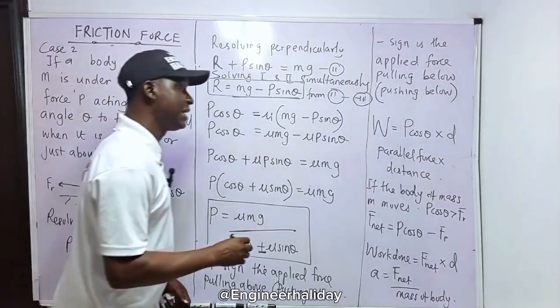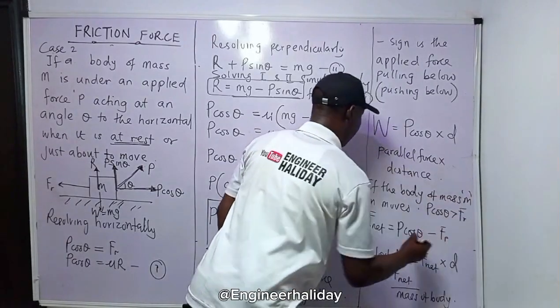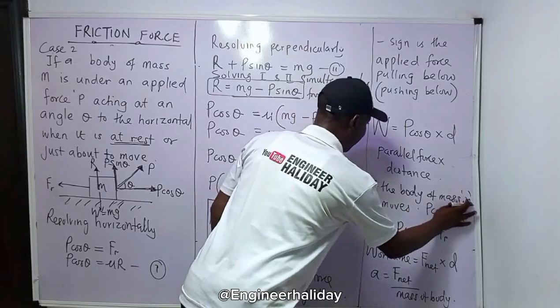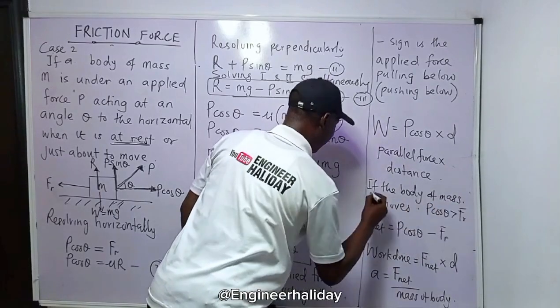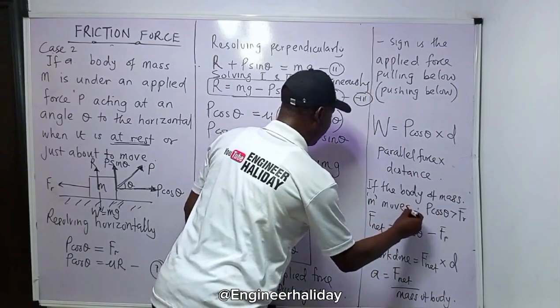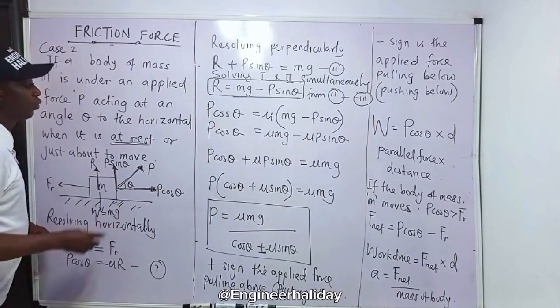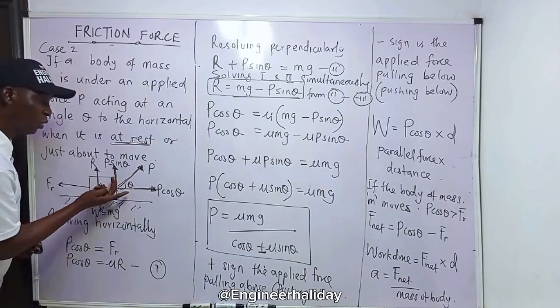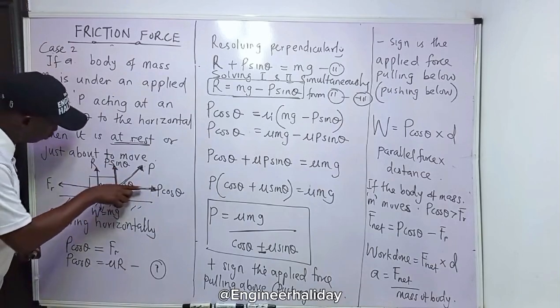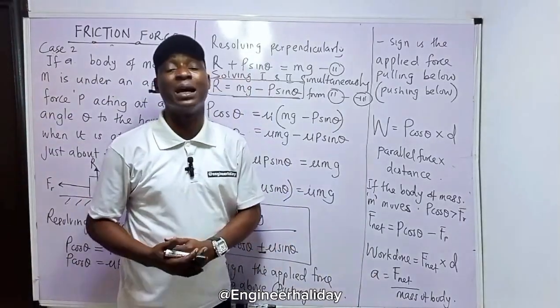I'm talking about a case where the body of mass m moves forward with the help of P cos theta. Because this P cos theta, we cannot use P sine theta, we always use the force parallel to the plane. So that is just that. Please take note of that.